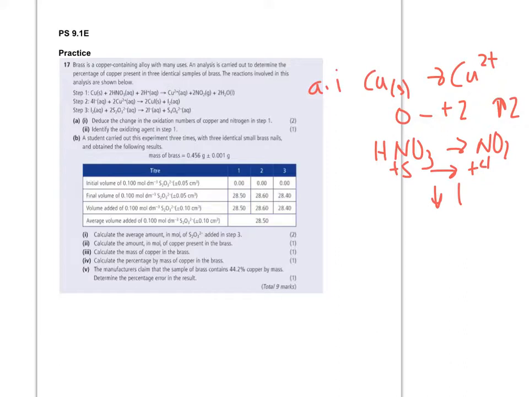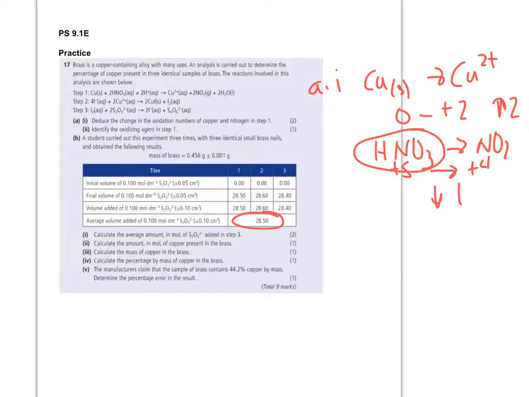Part 2 says identify the oxidizing agent. Well, the oxidizing agent is the one that's reduced, so HNO3 is my oxidizing agent. B goes on and gives you some data about a student carrying out this experiment 3 times. And under B1, it says calculate the average amount in moles of S2O3 added in step 3. And so what they intend for you to use is the average volume already calculated for you.